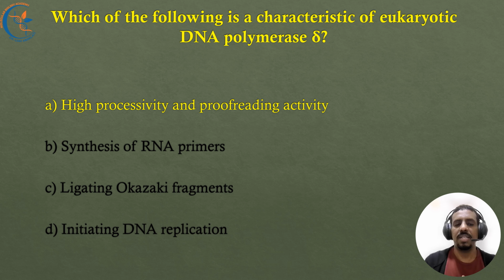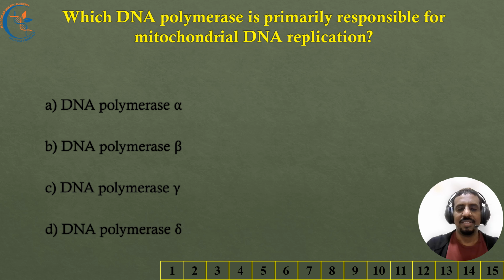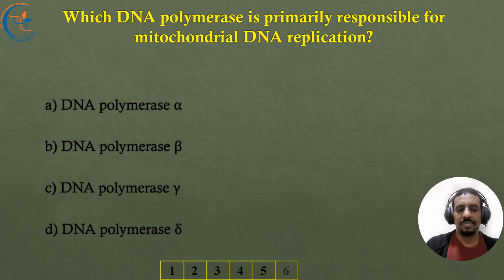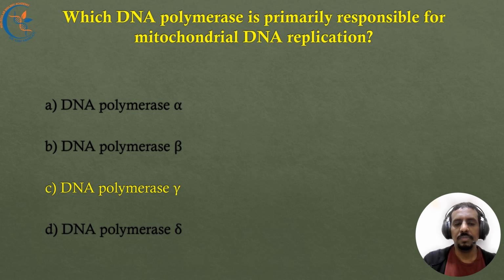synthesis. So the correct answer here is high processivity and proofreading activity. Okay, let's move on. Next question is, which DNA polymerase is primarily responsible for mitochondrial DNA replication? DNA polymerase gamma. DNA polymerase gamma is responsible for replicating mitochondrial DNA, ensuring the genetic material in mitochondria is accurately copied. All right, let's move on.